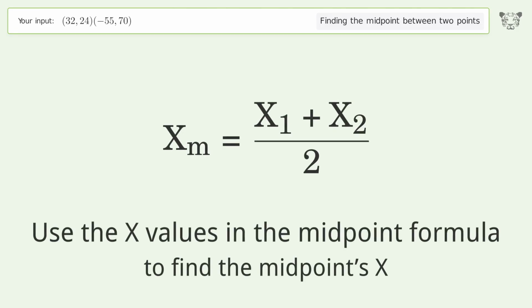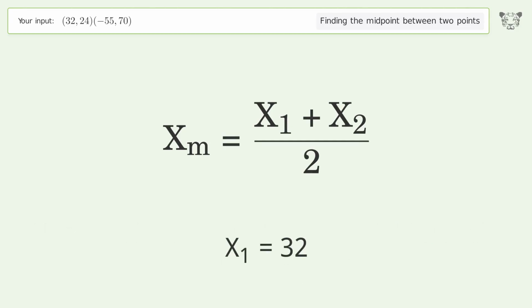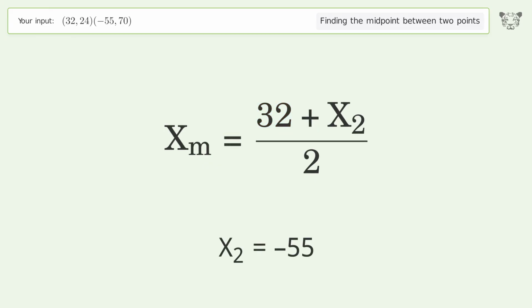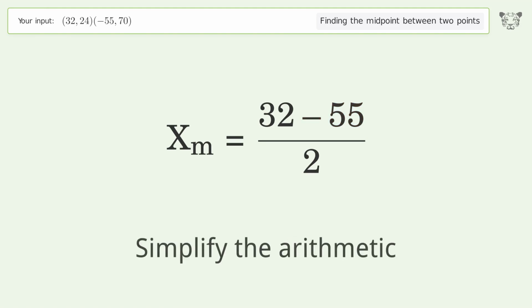Use the x values in the midpoint formula to find the midpoints. x1 equals 32. x2 equals negative 55. Simplify the arithmetic.